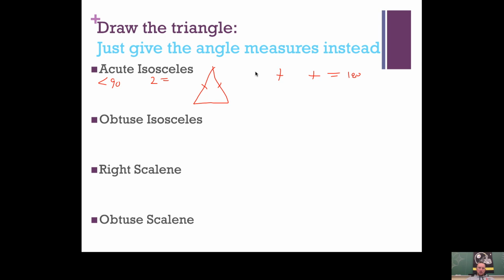How about we go with 70 and 70 for the two that match? So notice how these are the same, and they're less than 90. 70 and 70 gives you 140 degrees. What's left over for the other angle? 40. That way you get 180. So the three angle measures that you need would be 70, 70, and 40.